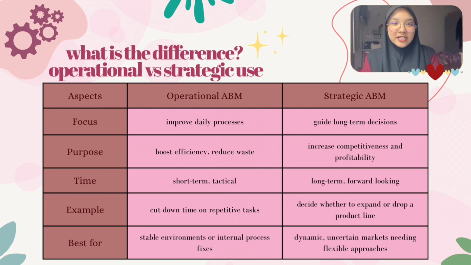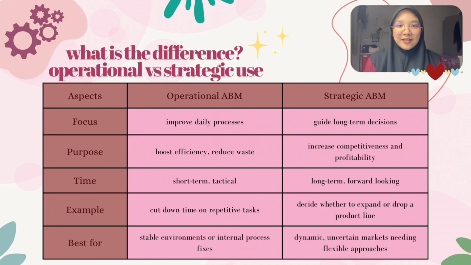On the other hand, strategic ABM is long-term planning. It helps guide big decisions such as whether to expand a product line or exit a particular market. The aim is to increase competitiveness and profitability over time. Operational ABM works best in a stable environment where the internal processes can be fine-tuned. Meanwhile, strategic ABM is more useful in dynamic or uncertain markets where the company needs to stay flexible and adaptive.